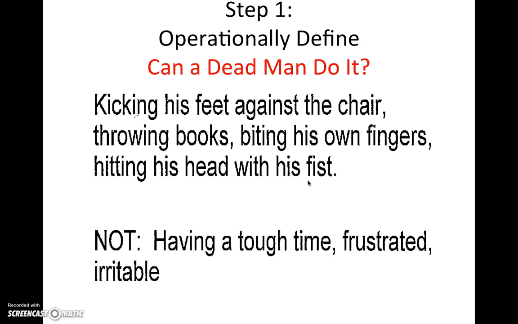So reminder, step 1, when we do an operational definition, we want to remind ourselves, can a dead man do it? Remember, if it's not stated in observable and measurable terms, then a dead man can do it. So for example, we want very descriptive behavior like kicking his feet against the chair, throwing books, biting his own fingers, hitting his head with his fist. What we don't want are some more mentalistic terms like having a tough time, being frustrated, being irritable, those types of things.